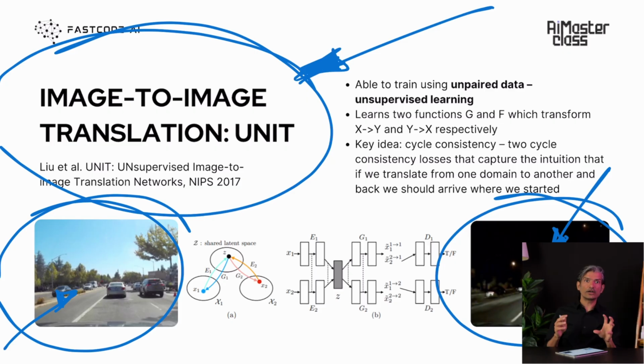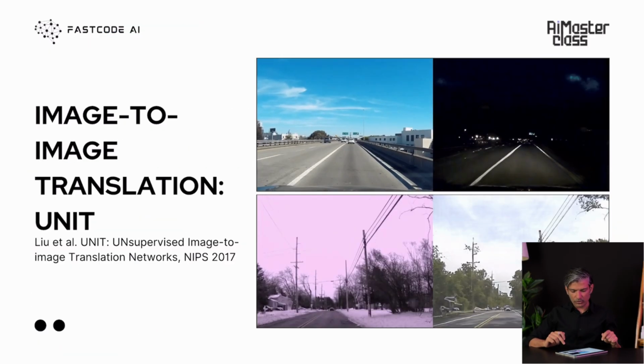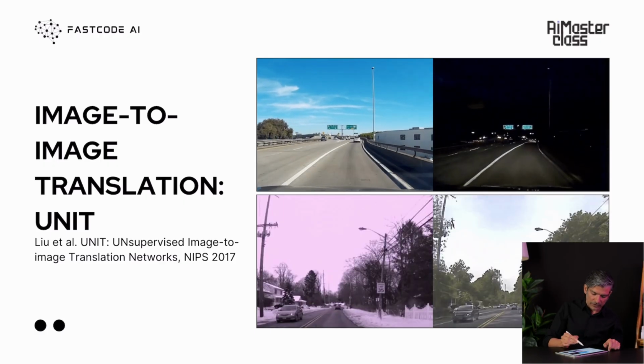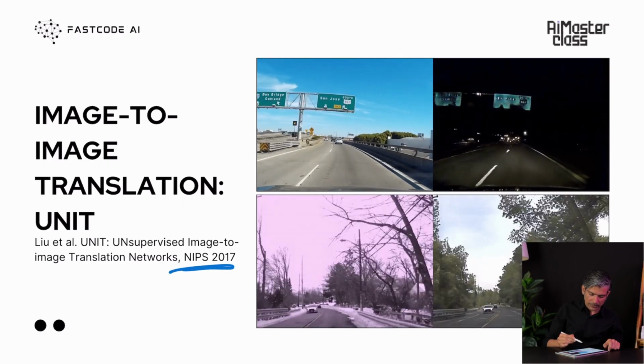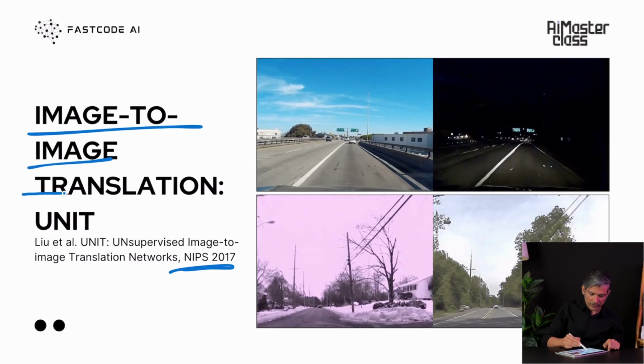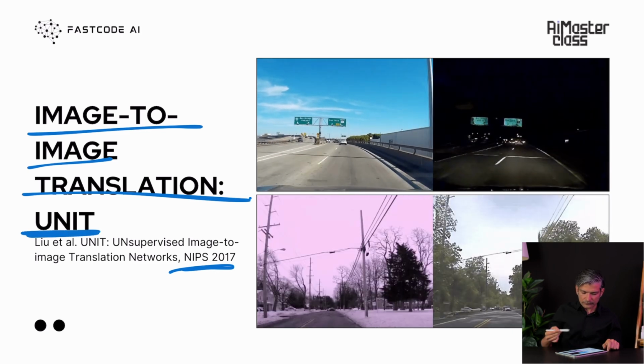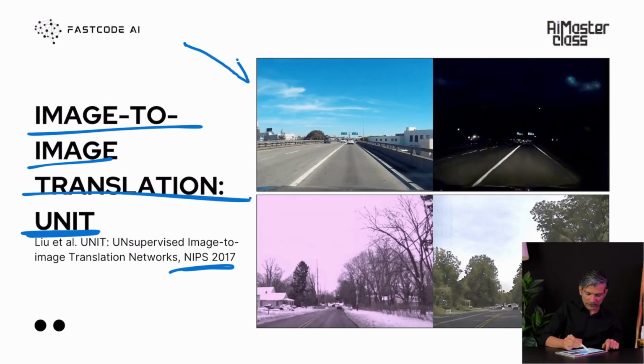But what if you wanted to validate exactly apples to apples? Oh, for this scenario, what happens when I run it at night time? And for this, they're able to do this using, again, that cycle consistency, and you're more than welcome to check it out. This was a NeurIPS 2017 paper, image to image translation, and they called it UNIT. So they could then apply it frame by frame on video.